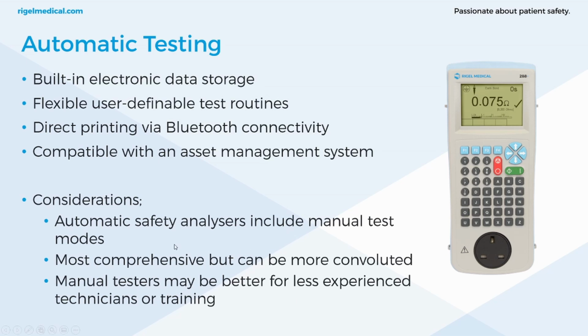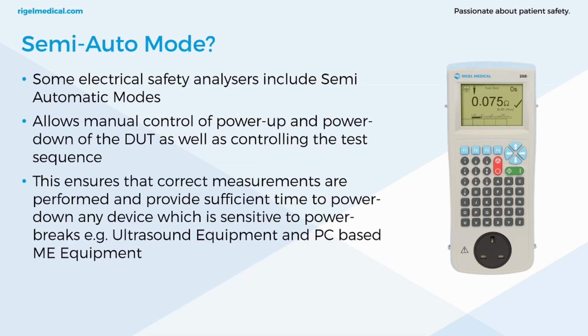So the considerations: automatic safety analyzers do include manual test mode. So if you want to do manual tests, you can still carry that out with an automatic tester. That option is there. It's the most comprehensive, but obviously where you've got menu settings for your test sequences, downloads, it can be a little bit more convoluted for a technician to use. So manual testers may be better for less experienced technicians or training. Again, it really depends on your work processes, what the benefits are and disadvantages of each. Now with the automatic safety analyzers, many include semi-automatic modes like the Rigel 288 Plus.